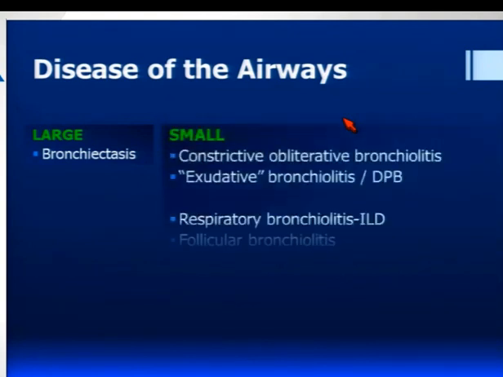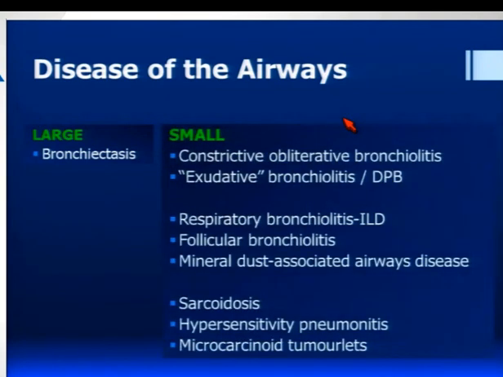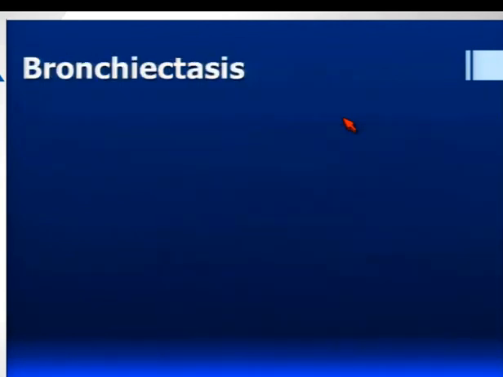Now, which are the airway diseases that we should be talking about? Which are the clinically important? Well, actually, when you consider the large airways, there's really only one clinically important disease, and I will focus on that, on bronchiectasis in the next part of this talk. Actually, when you consider the small airways, the list is far longer and actually quite a bit more interesting. However, let's just consider bronchiectasis.